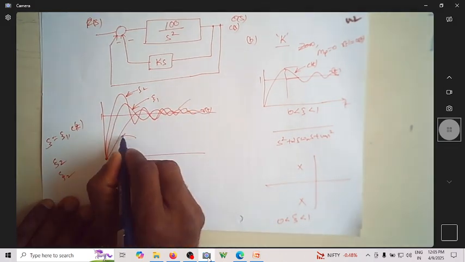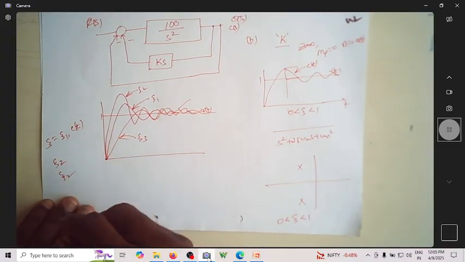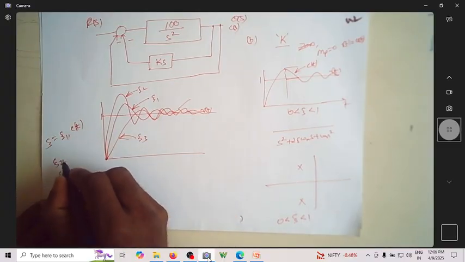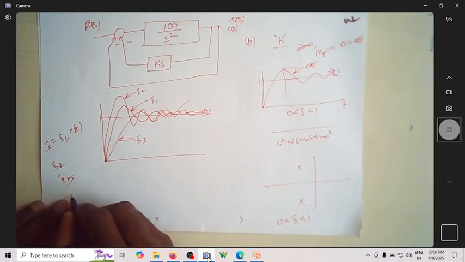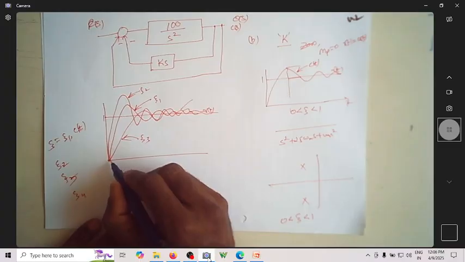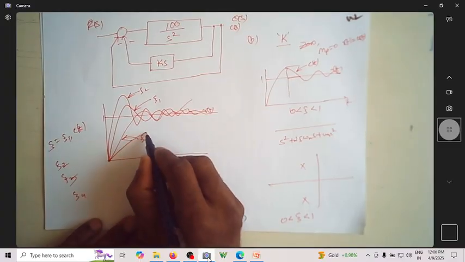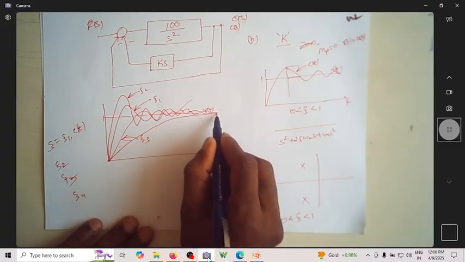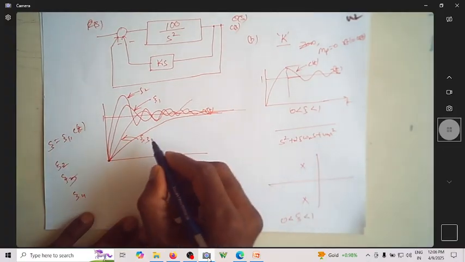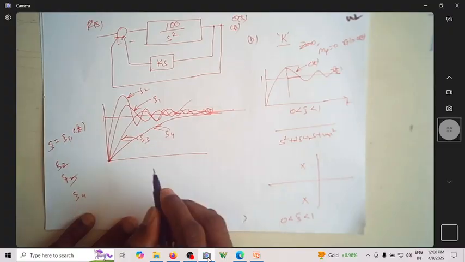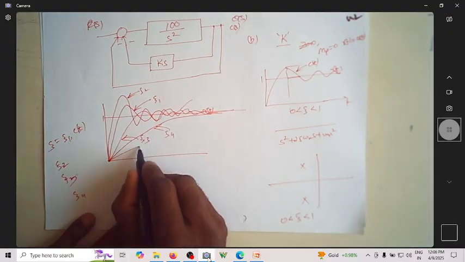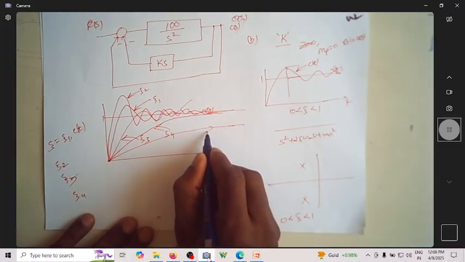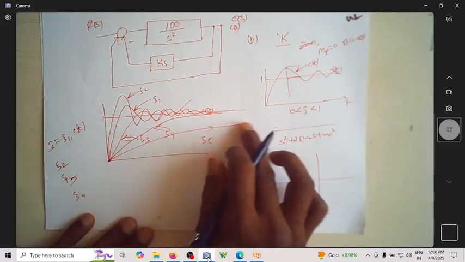Let us take zeta 4, where the response goes like this and does not go above that. And this is zeta 5, somewhere here. So this is the response.